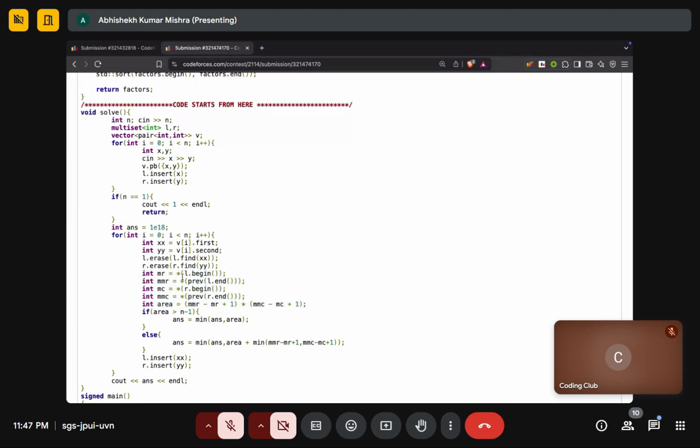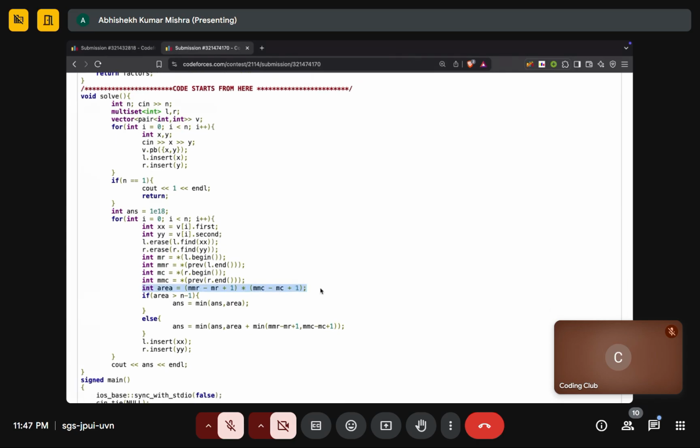So how is the number of cells calculated? The minimum row is the first element of the L set. The maximum row is the last element of the L set. The minimum column is the first element of the R set, and the maximum column is the last element of the R set. Out of this, I am calculating the area required to accommodate the remaining n minus 1 monsters.